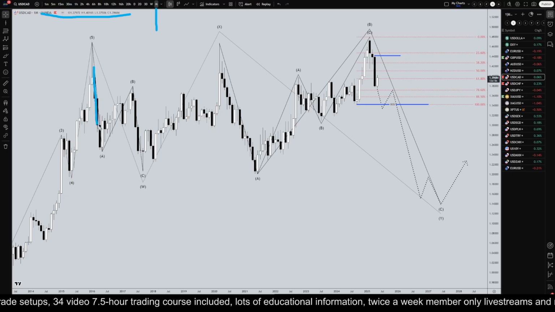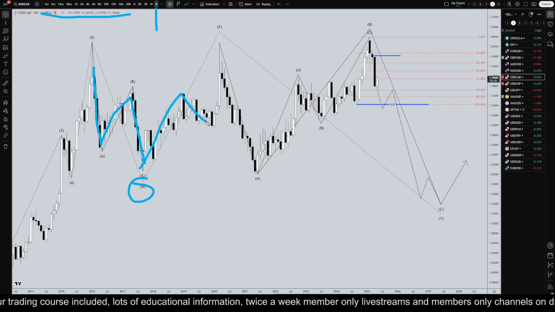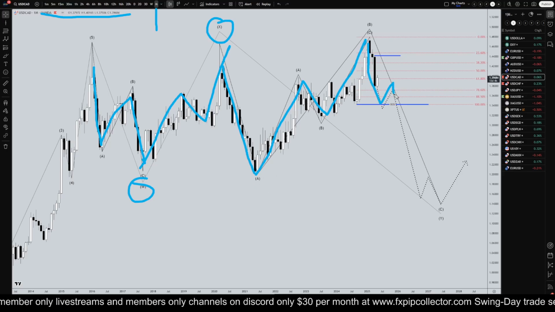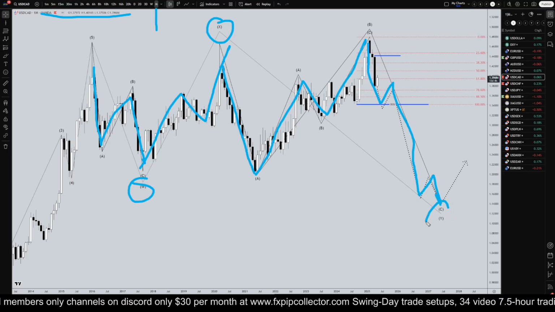First of all, we got one, two, three waves down, three waves of W. We got one, two, three waves up, three waves of X. Then we have one wave down, one wave up, except that next wave up is three waves. So A, B. Now we should be making another impulsive five-wave pattern to the downside for the wave C of wave Y.